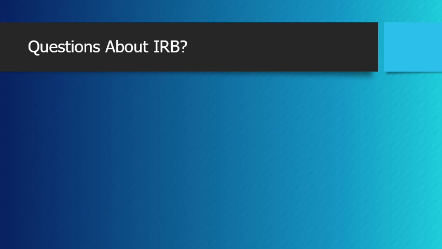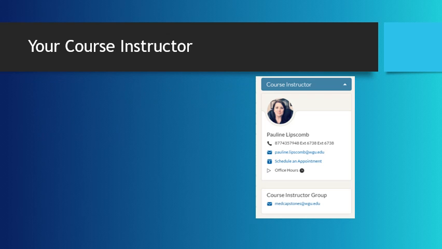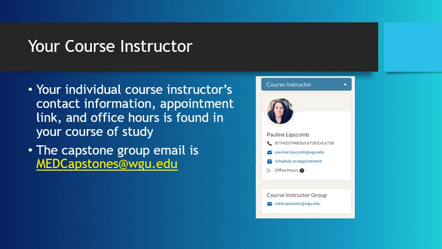If you have specific questions directed to the Institutional Review Board, their email is irb@wgu.edu. All other questions will go to your course instructor. Their contact information, office hours are found in your course of study, and the Capstone group email is below.